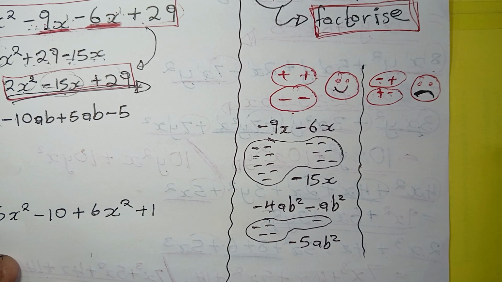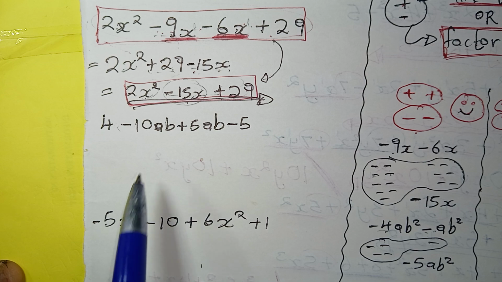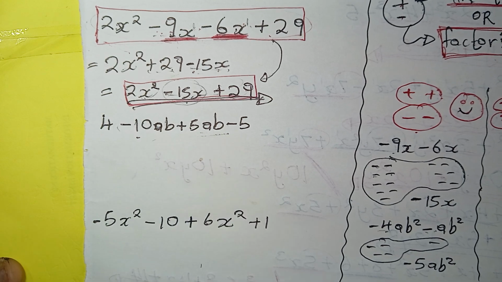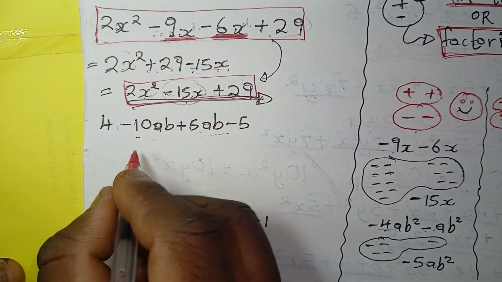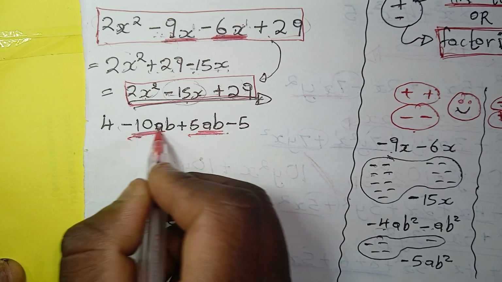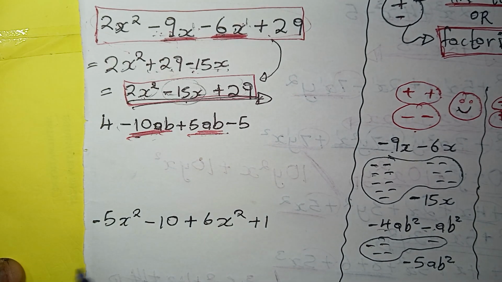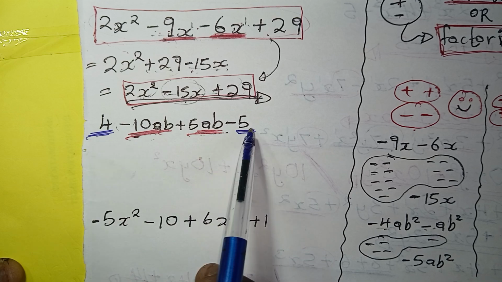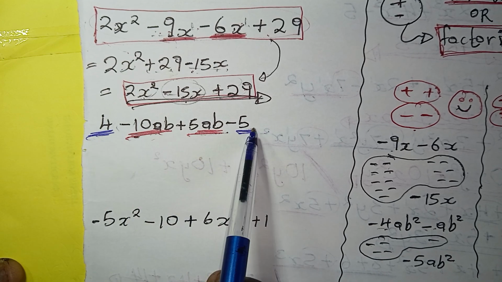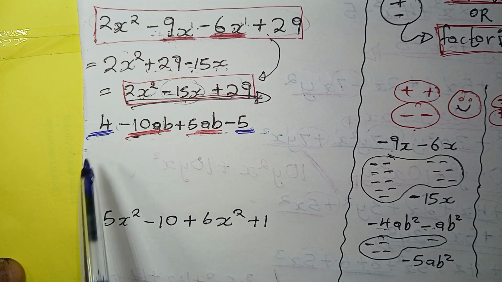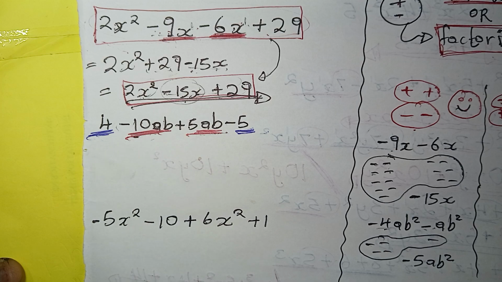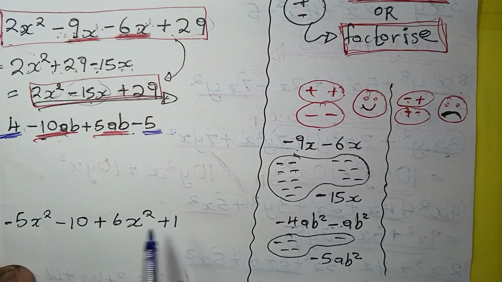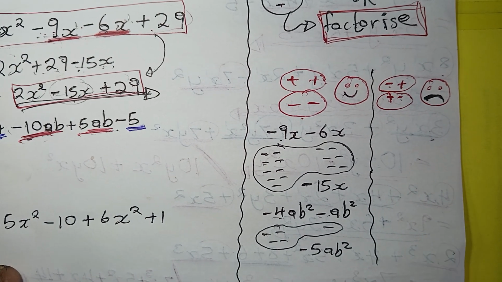So now I want you to recognize something from this one. Do you notice that these two things, they are like terms? As well as this one, they are like terms. Because both of them, they don't have the base. These ones are just numbers. And when we see numbers, we can combine numbers. Do you understand?